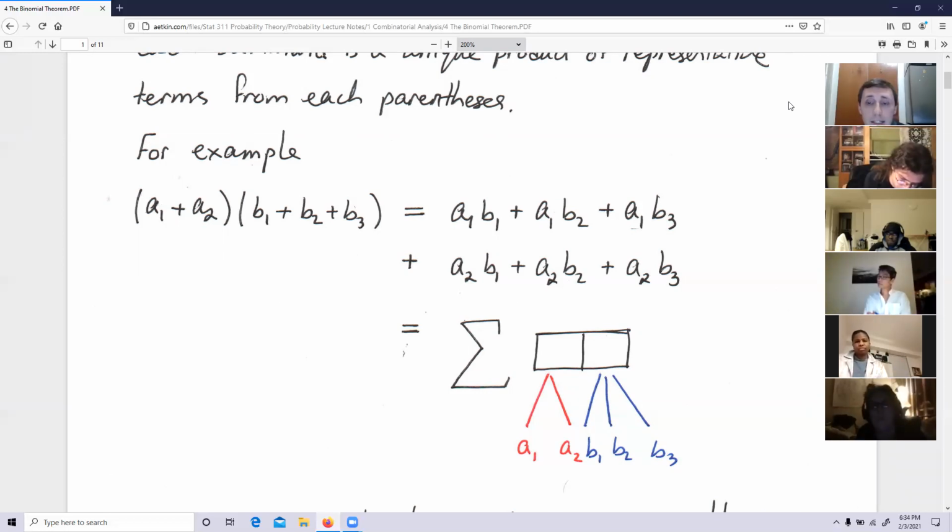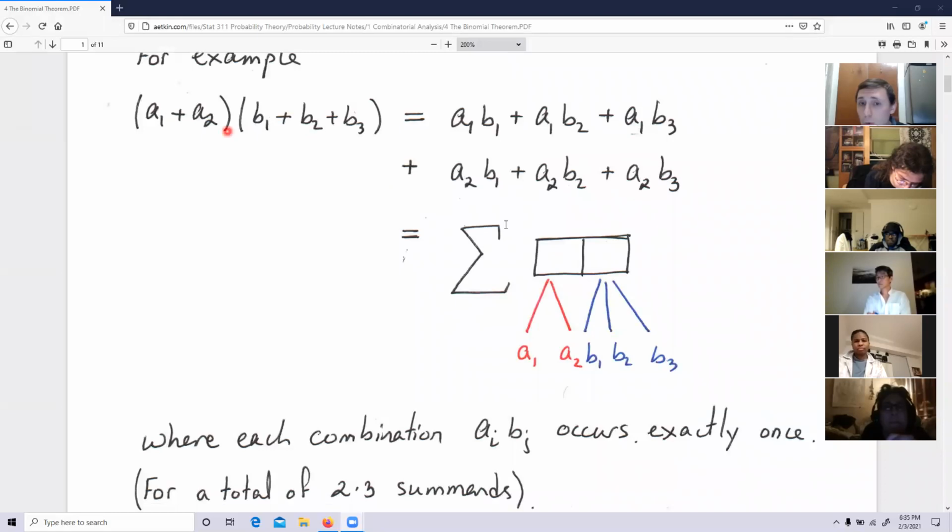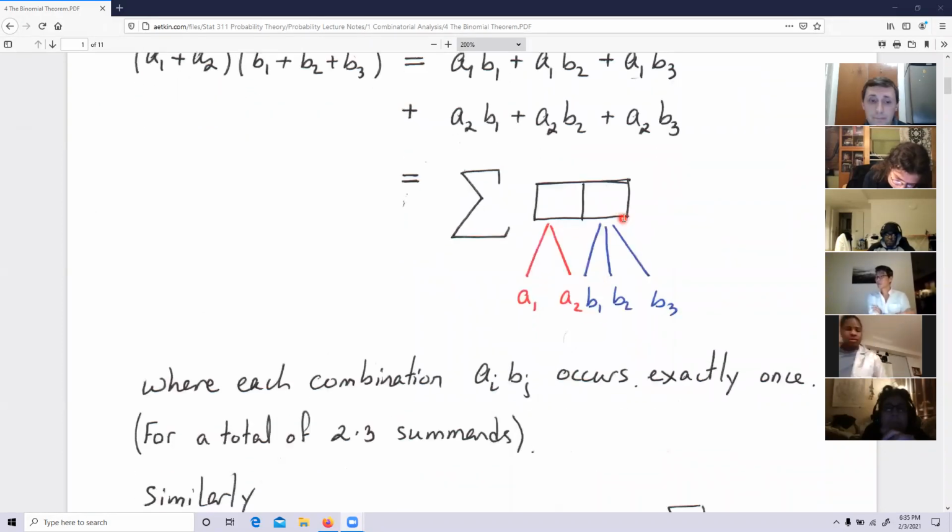Yes, there are exactly 6 possibilities here, right? You can see that obviously, but do you see why 6? Because it's 2 possibilities here multiplied by 3 possibilities here. So you have exactly one combination of an A against a combination of B.